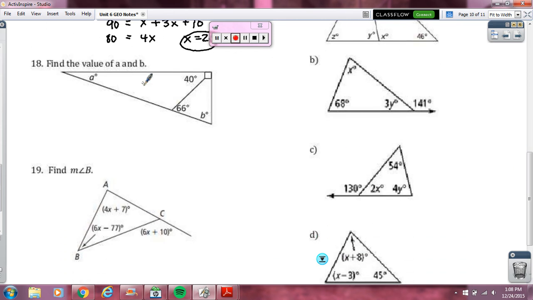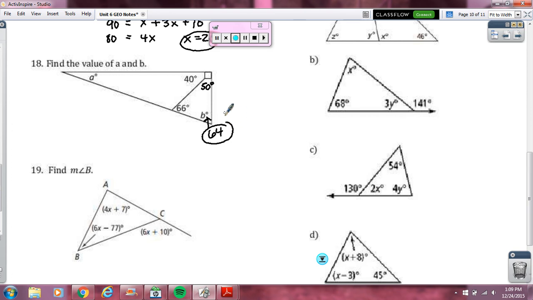Find the value of A and B. Okay. So if this is 40 and the whole thing over here is 90, that guy right there will be 50. 50, 66, and then B is going to have to be whatever's left. So if I do 180 minus 66, and then minus 50, I get that B is 64.